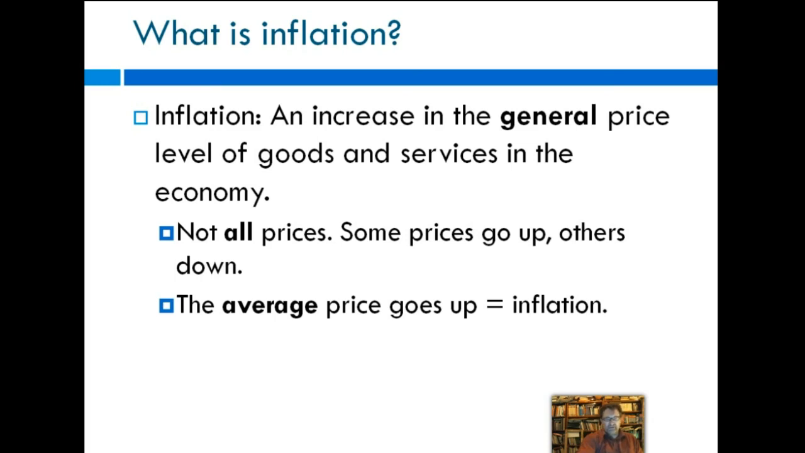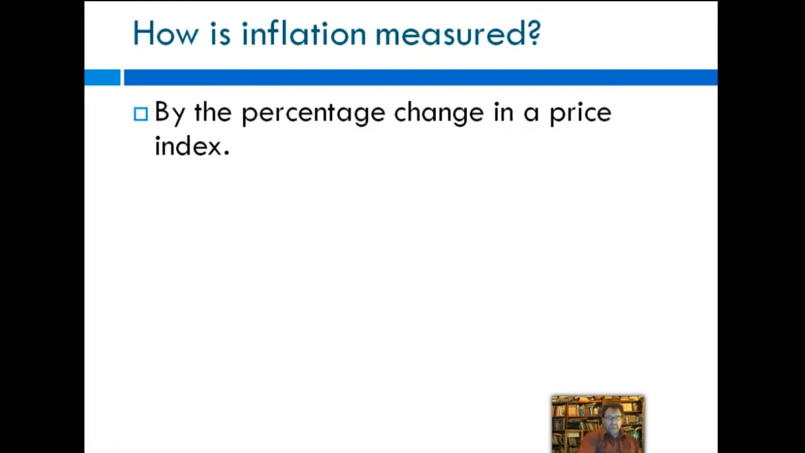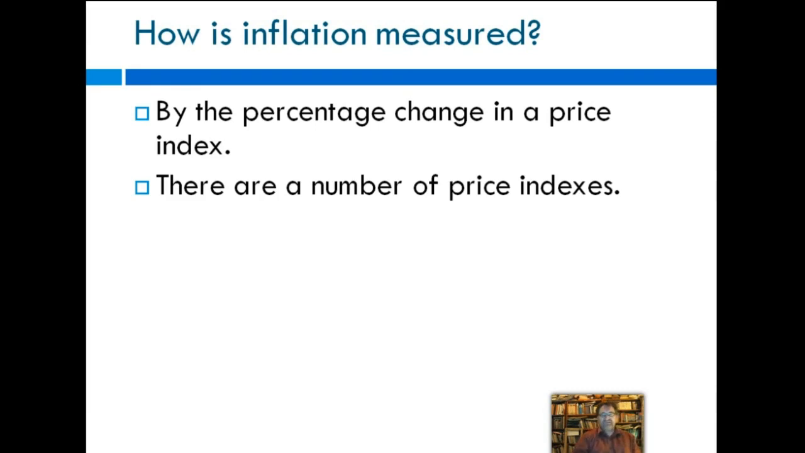the prices going down. So how do we measure inflation exactly? Well, what we'll need is the percentage change in a price index. So the price index is a single number which is going to represent what's happening with the general level of prices throughout the economy. Now, there's a number of different price indexes that could be used, because we can think of different categories of goods and services that we might be interested in.